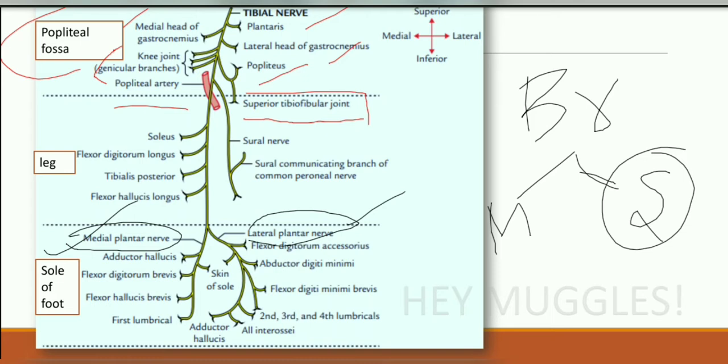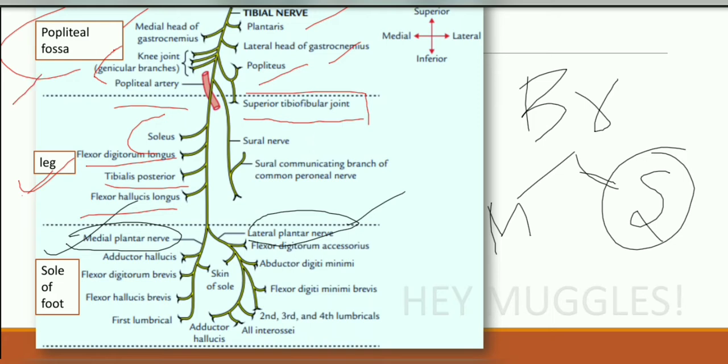In the leg, it supplies soleus, flexor digitorum longus, tibialis posterior and flexor hallucis longus. So you can see the tibial nerve is giving direct branches to your muscles of the posterior compartment of the leg, as well as in the popliteal fossa.